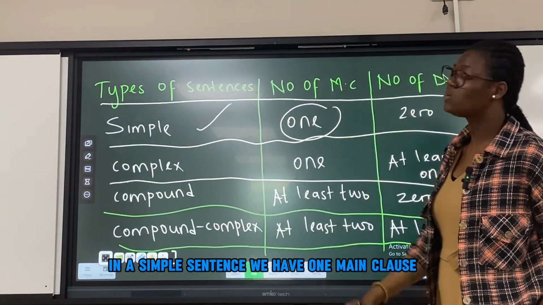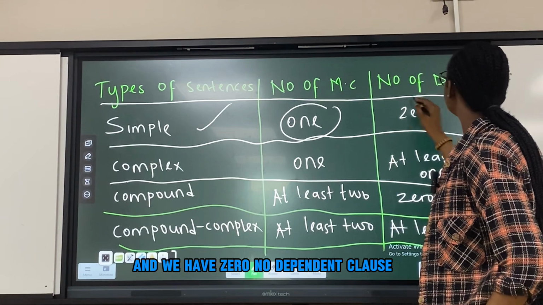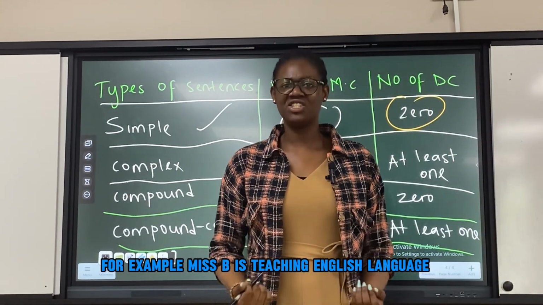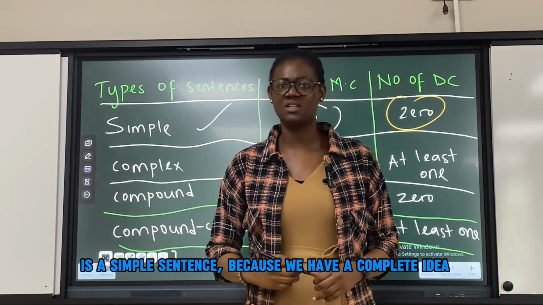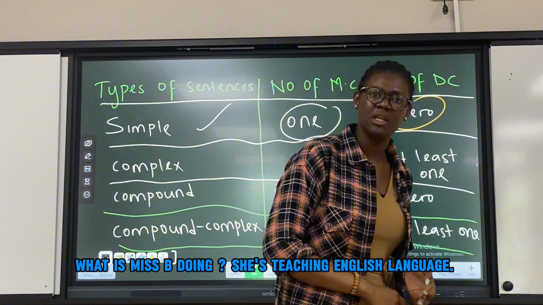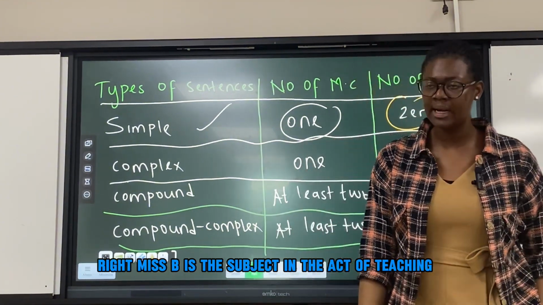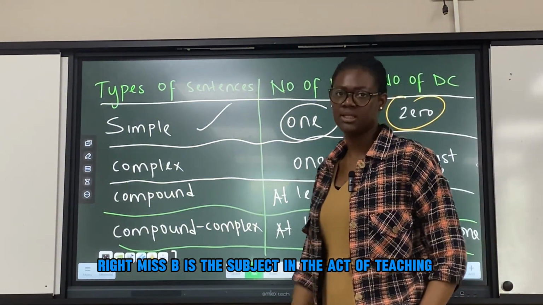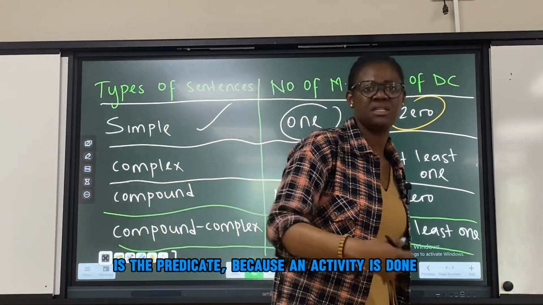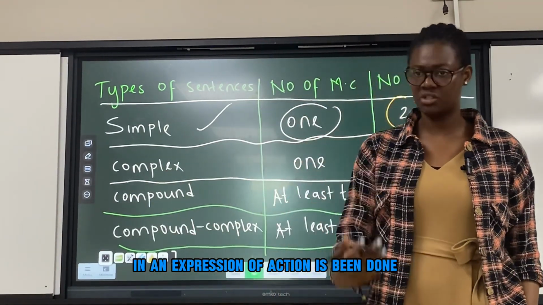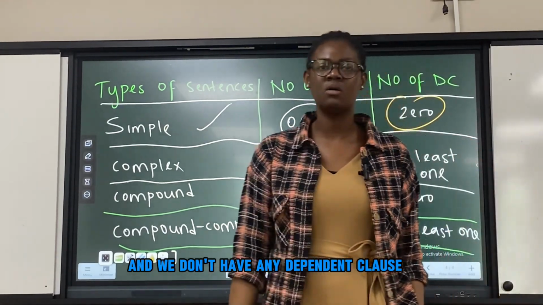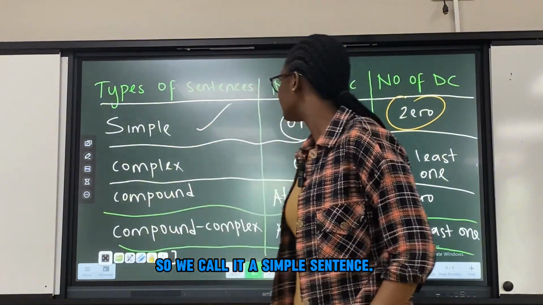In a simple sentence, we have one main clause and zero dependent clauses. For example, Miss B is teaching English language. It's a simple sentence because we have a complete idea. What is Miss B doing? She's teaching English language, right? Miss B is the subject, and the act of teaching is the predicate, because an activity is being done, an expression of action, and we don't have any dependent clause. So we call it a simple sentence.